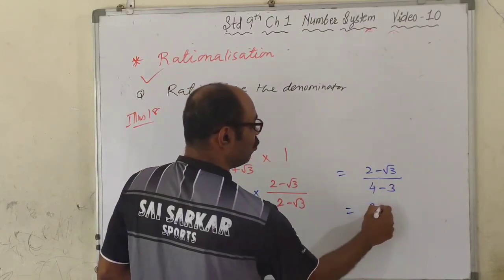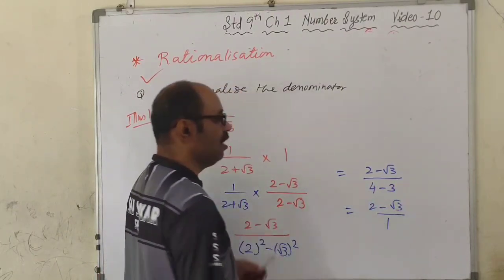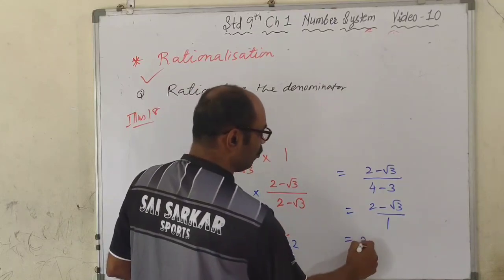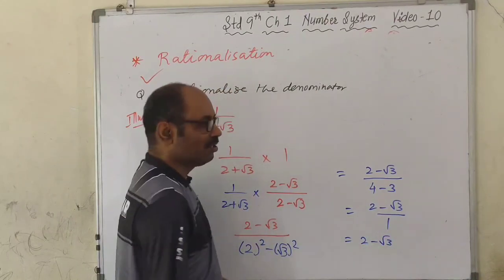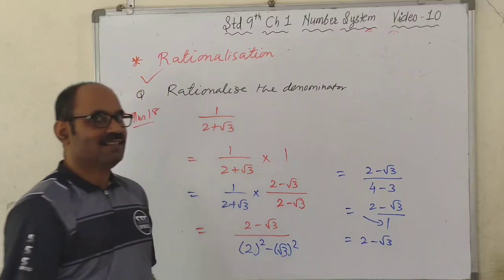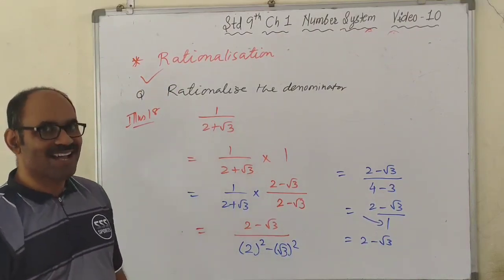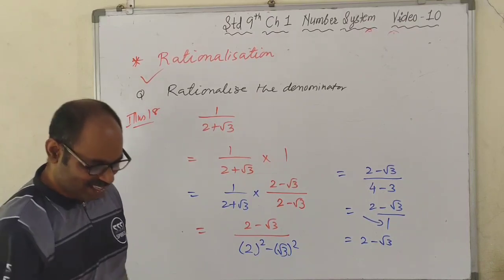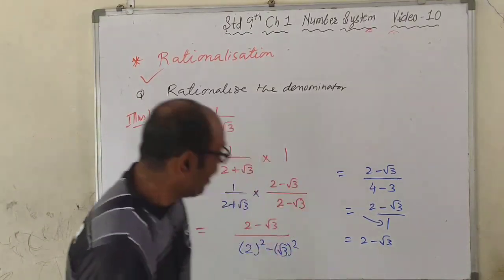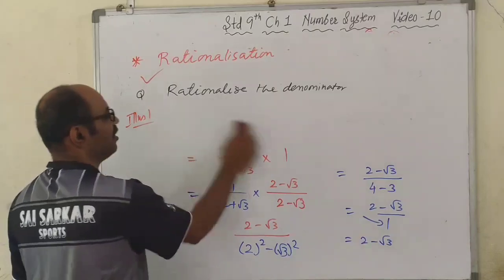That is equal to numerator 2 minus root 3, denominator 2 square is 4 minus root 3 square is 3, so 2 minus root 3 upon 1. If you want to write the 1, write it, or you don't want to write, don't write. So the denominator is rationalized. There is no irrational left in the denominator now. So this is how we rationalize the denominator. Clear? Let's see example illustration 19.